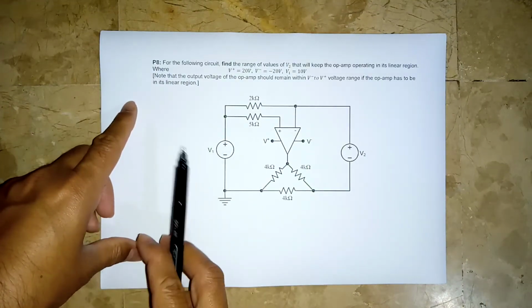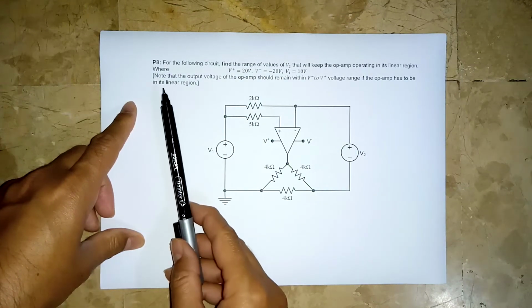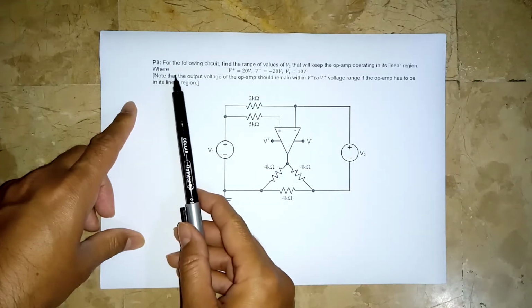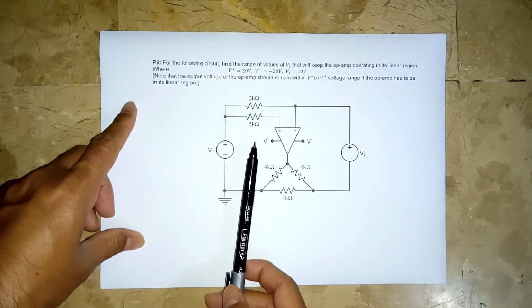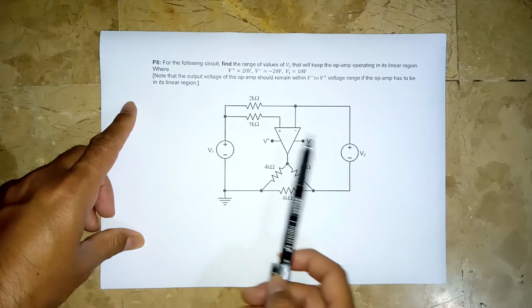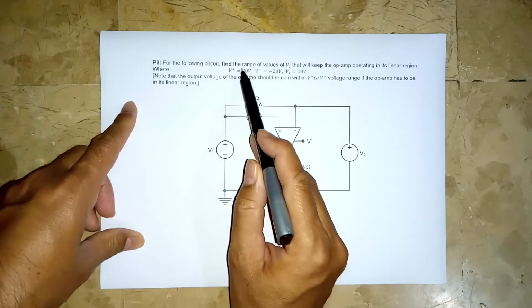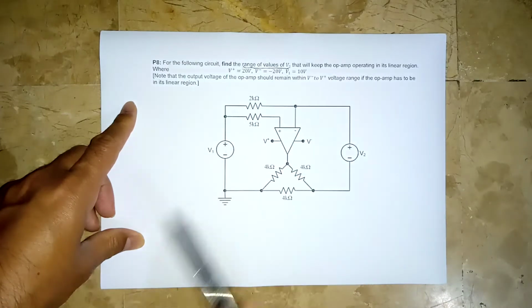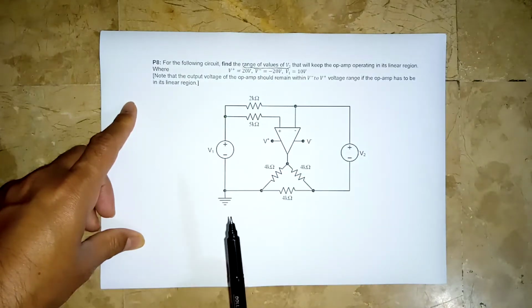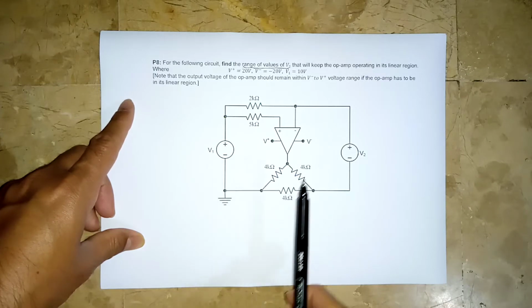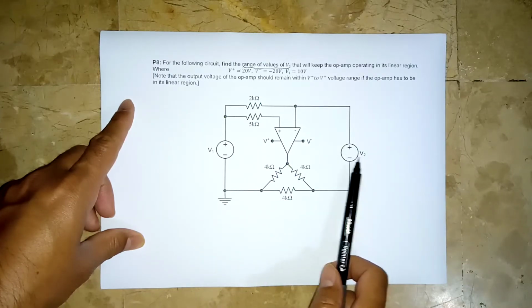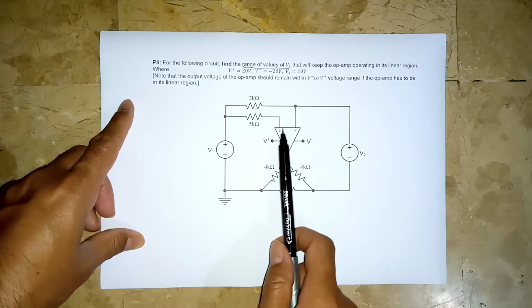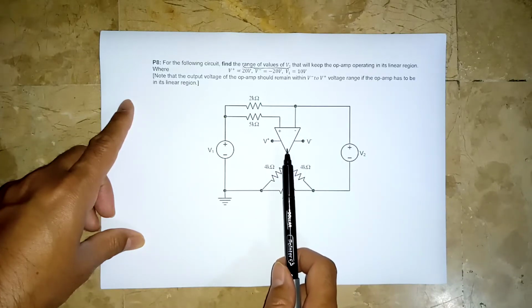Okay, so here we have a question for the following circuit. Find the range of values of V2, the range of values of V2 that will keep the op-amp operating in its linear region. So that's the question. We need to find the range of values of V2 such that this op-amp remains in the linear region.